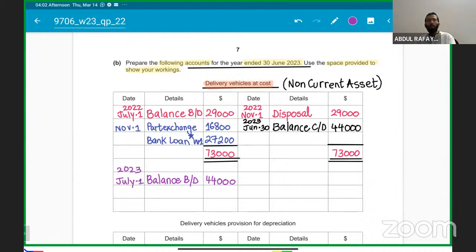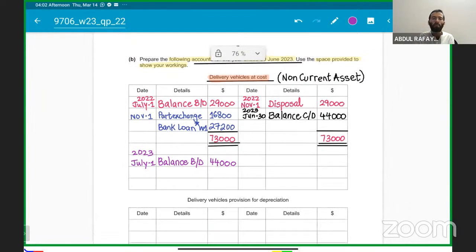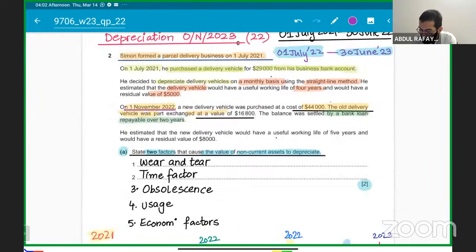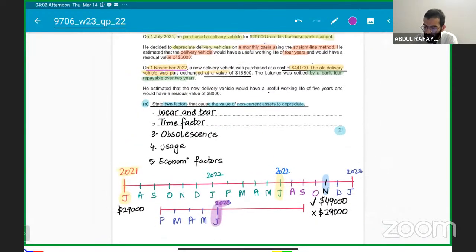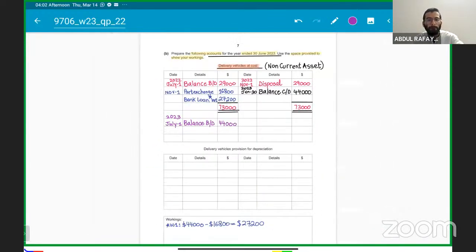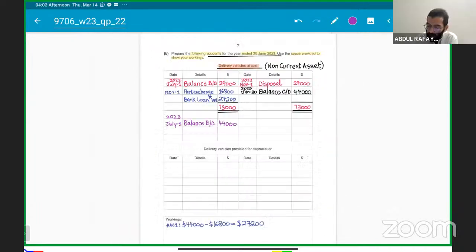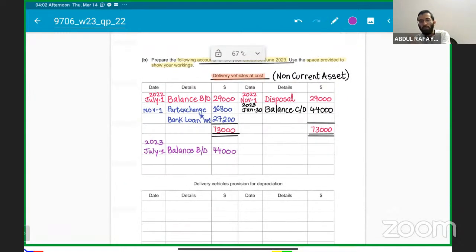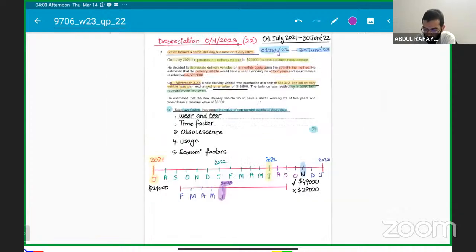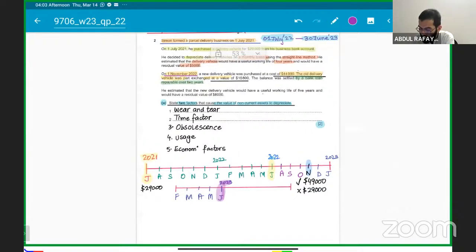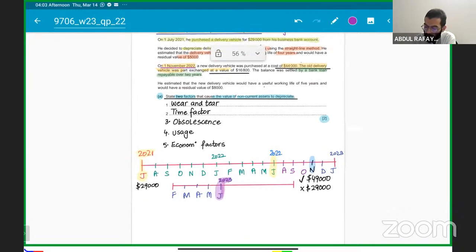Okay, so let me know if this part B is clear. This is very important to understand, that part B should be clear. That is, balance brought down of 44,000 will be there. Okay. Understood? Got it? Clear? Any questions? Let me know. Any problem? Sure, so this is very important to understand how we got the cost account working, how we have to show all the workings here. 29,000 vehicle is disposed of, and 44,000 we have purchased during the second year, which we are dealing with.